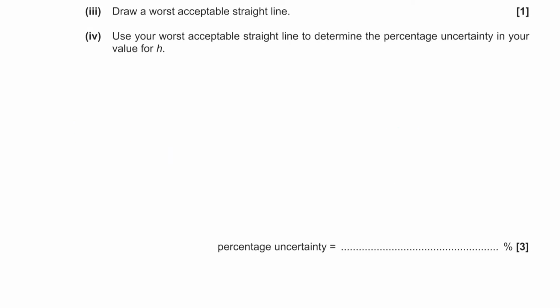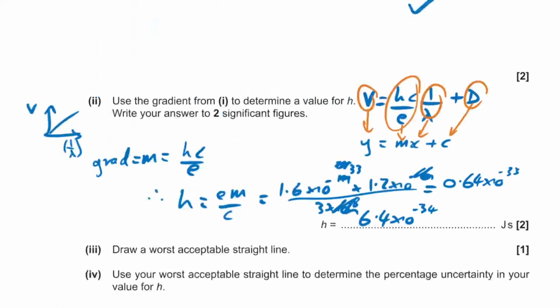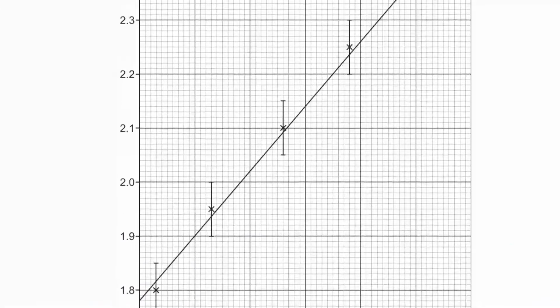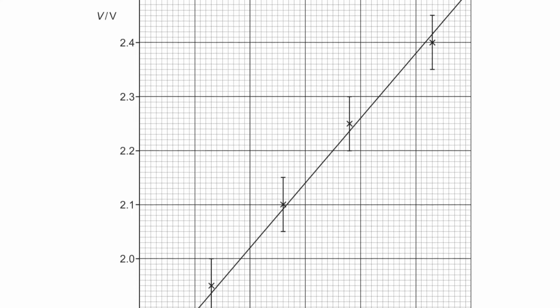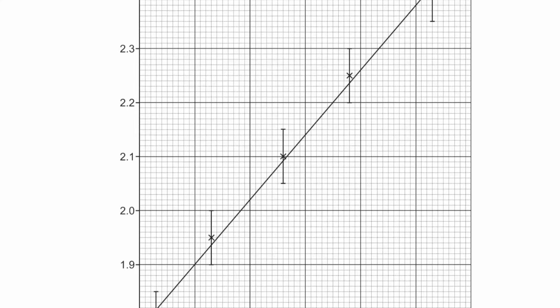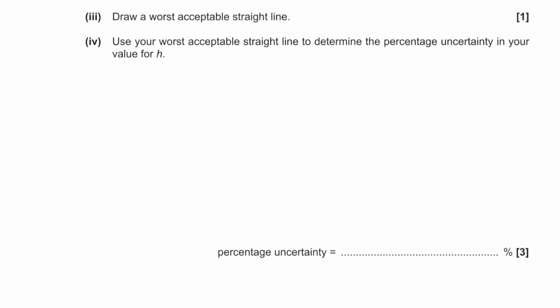Draw a worst acceptable straight line. Of course, worst acceptable straight line can be the highest possible gradient, or it could be the lowest possible gradient. I'm going to go with the lowest possible gradient here. They've been nice. The worst possible line is going to hit the top of this bar here and the bottom of this bar here, it looks like, but it doesn't always. It's going to be something like that. There we go. Determine the percentage uncertainty in your value for h.